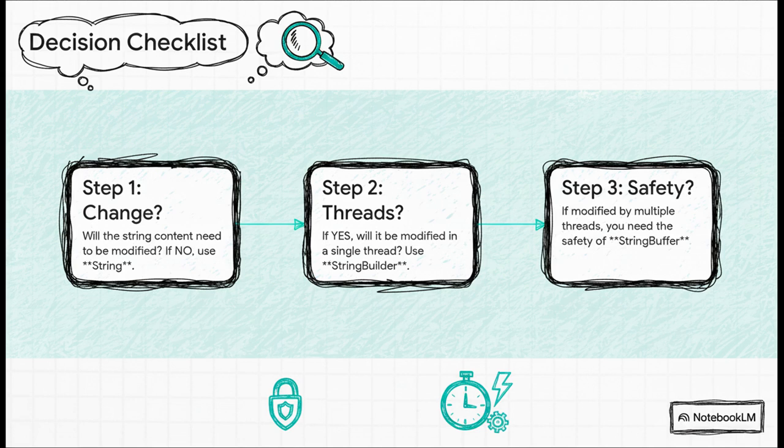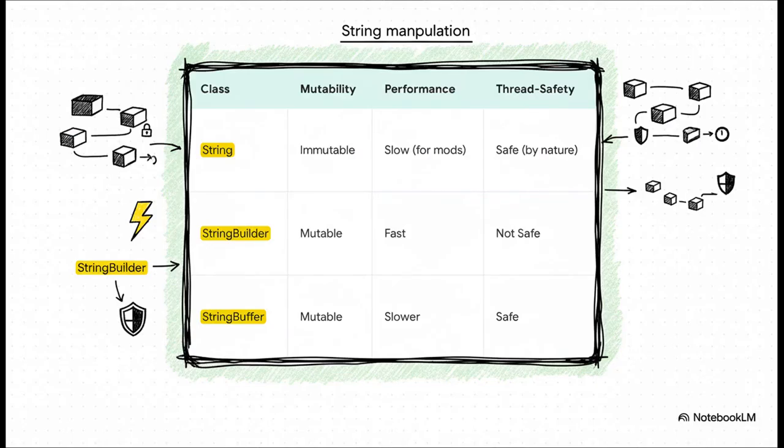Will it be changed by multiple threads at the same time? If the answer is no, which it usually is, your default choice is the speed demon StringBuilder. Only if the answer to that question is yes, do you need that extra safety from StringBuffer. It's that simple. And this table right here is the perfect cheat sheet. It sums it all up. String, immutable, safe, but slow for changes. StringBuilder, mutable, super fast, but not thread safe. And StringBuffer, mutable, thread safe, but a little bit slower because of it.